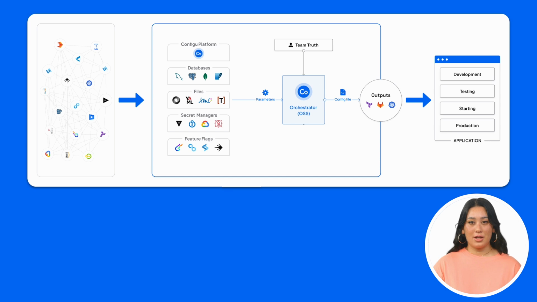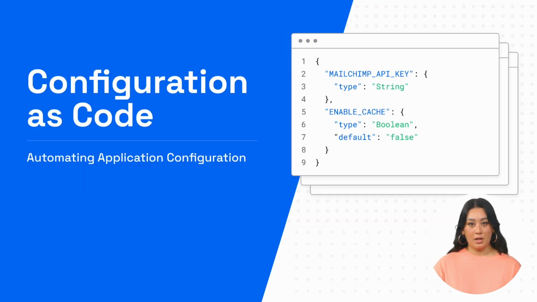Enter Configu Orchestrator. This tool simplifies your life by automating the configuration workflow from code to runtime across all environments. It provides a unified interface that rules them all, eliminating the need to juggle multiple systems. What sets Configu apart? Our configuration as code approach. Unlike traditional solutions that treat configurations as unstructured data or key-value pairs, Configu models configurations and treats them as first-class citizens in the code, ensuring structure and consistency.